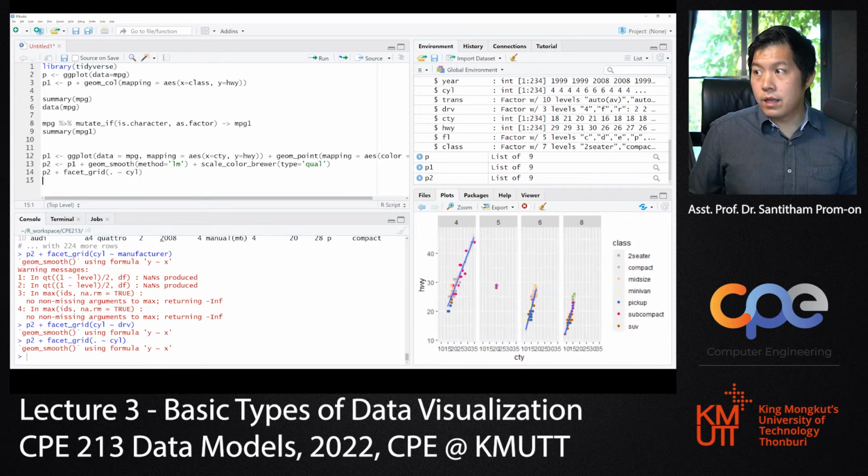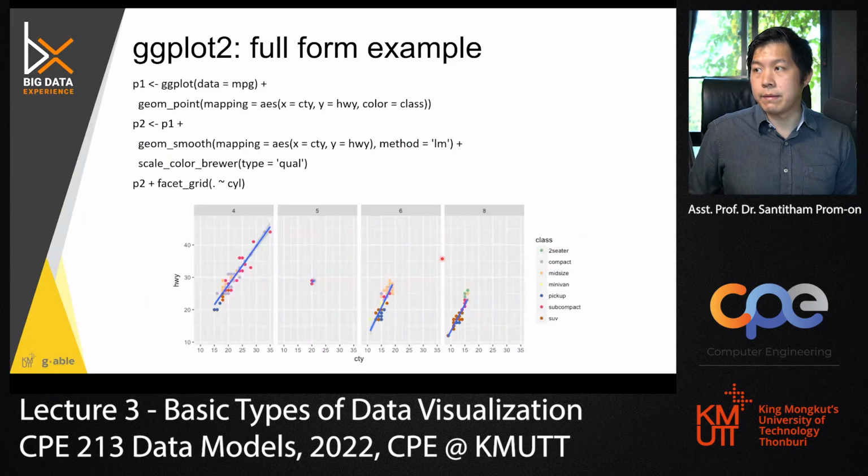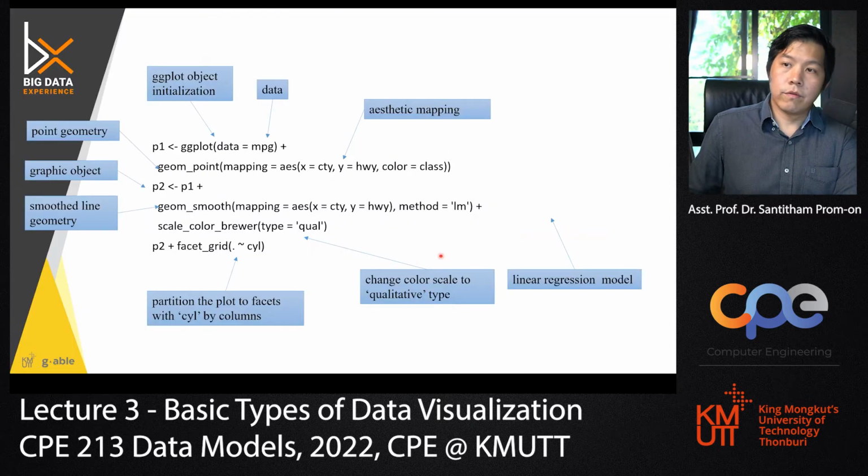All right. Now let's take a look at each element in this example. Okay, so you can see that first you need to specify the ggplot object and the data that you want to use, and then from this you can add the aesthetic mapping and the geometry. The geometry here is the point geometry, and this point geometry would plot the mapping of aesthetic of x equals cty, y equals hwy, and color equals class.